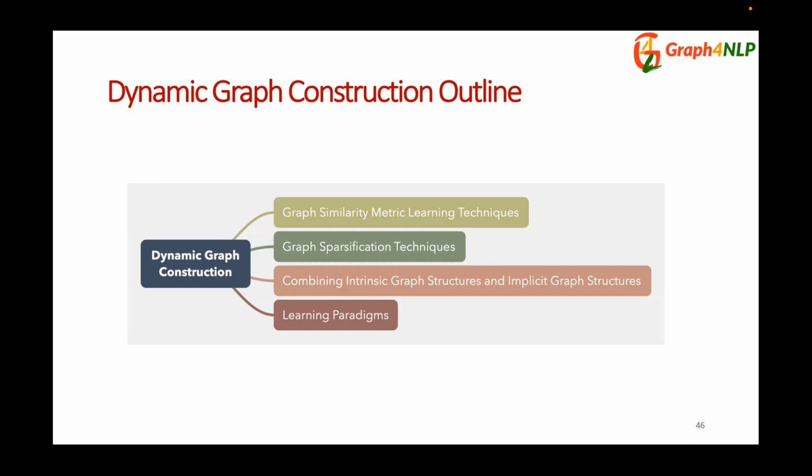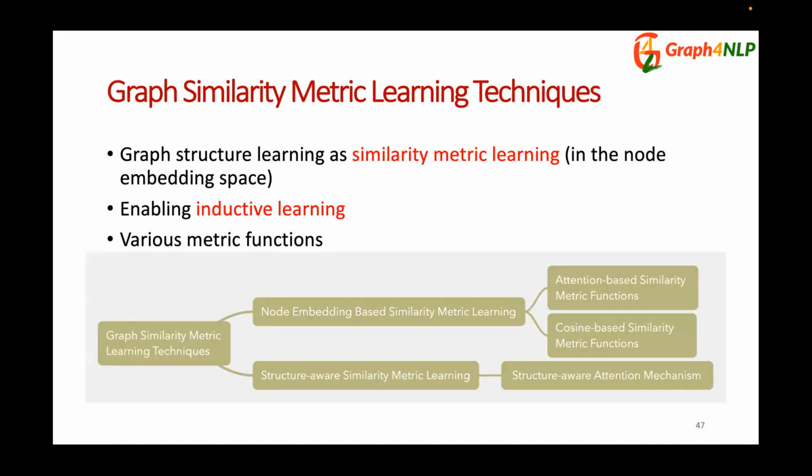Next, we will introduce each of the four dynamic graph construction techniques, which we summarize from the existing practice of its applications in the NLP field. These techniques include the graph similarity metric learning techniques, graph sparsification techniques, techniques for combining intrinsic graph structure and implicit graph structures for better performance, and also various graph structure learning paradigms. Let's first talk about graph similarity metric learning.